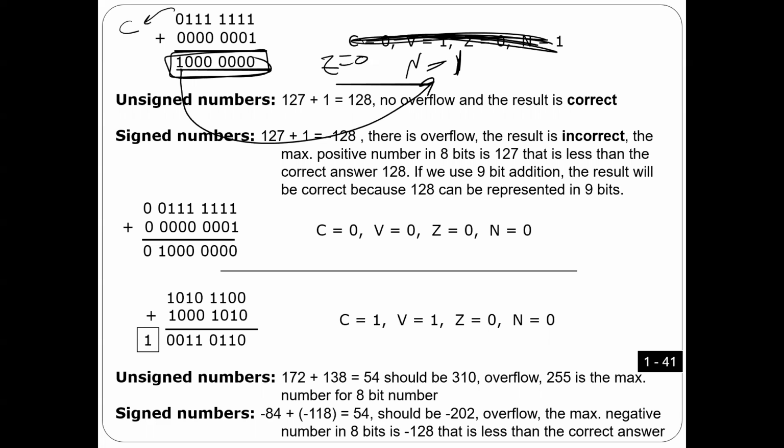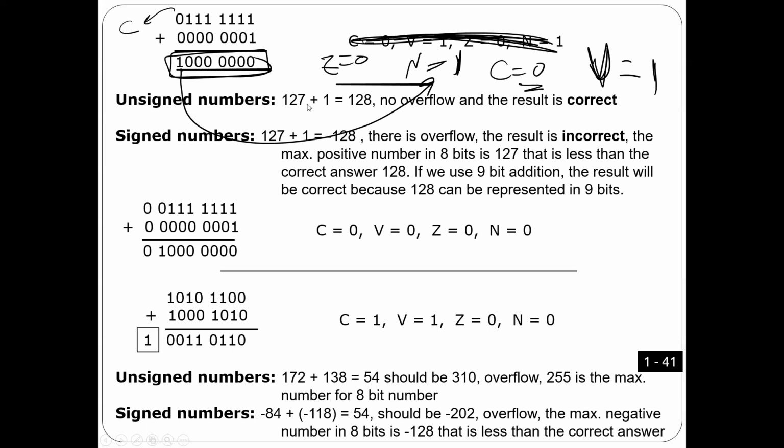Now, is there a carry? No, there is no carry. When I did the addition, there was no carry. What about the V flag? 1. Why? Because this is a positive number plus a positive number, and I get a negative number. Now that means if your numbers are unsigned, it's correct. There is no overflow. The answer is correct. However, if your numbers are signed, then the answer is false. It's not correct.